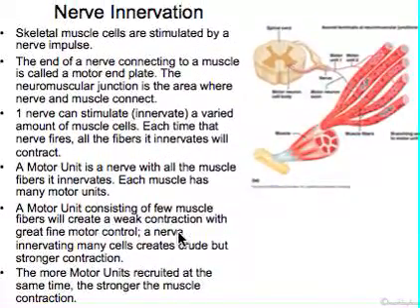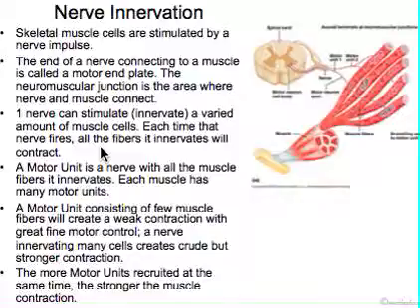All right, and now we're going to talk about nerve innervation, because the skeletal muscles are stimulated by a nerve impulse. We call the end where a nerve goes to a muscle the neuromuscular junction. So that's where they connect. One nerve, this is interesting, can innervate or stimulate a variety of muscle cells. So each time a nerve fires, all of the fibers that are innervated will contract.